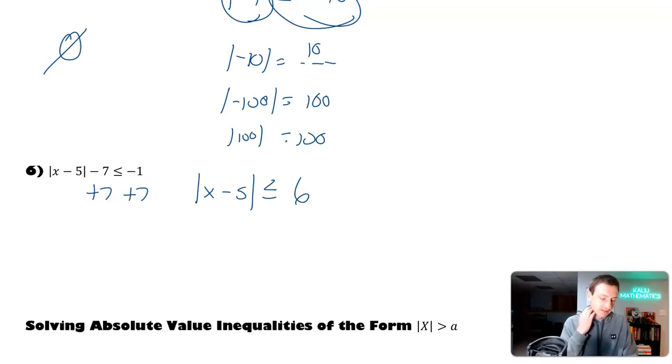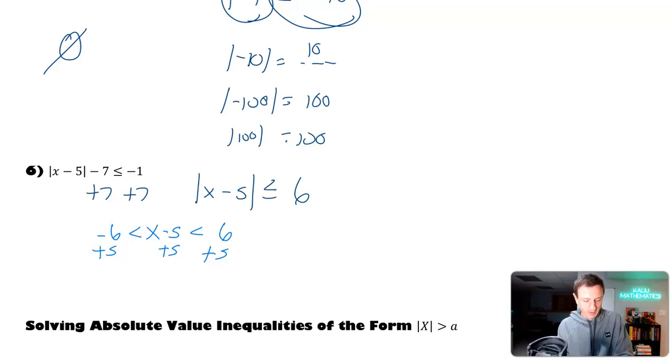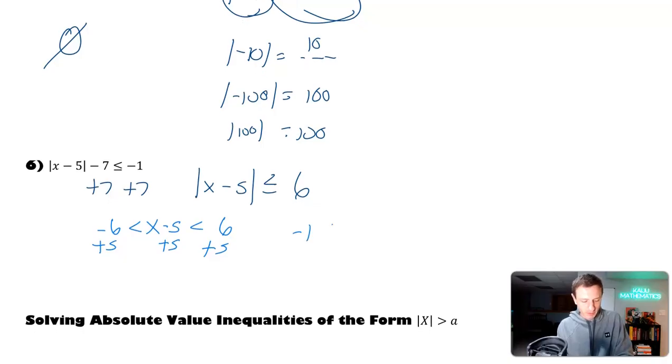Now I have the absolute value less than or equal to a positive value. Now I could take the same steps that I've been doing, where I create that compound inequality. So x minus 5 is greater than negative 6, less than positive 6. Then I add 5 to everything. So that means we're going to get x greater than negative 1 and also less than 11.